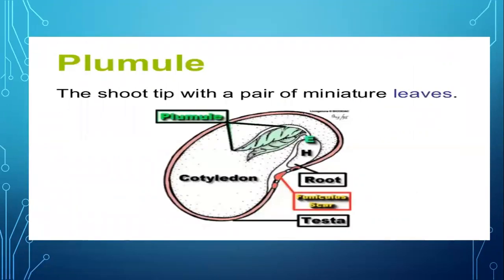It also contains plumule. Plumule is the part of the embryo which gives rise to shoot. This is the part which also contains cotyledons. And what are the cotyledons? The embryonic leaves are known as cotyledons, and seeds may be monocots if they contain one cotyledon, and they can be dicots if they contain two cotyledons.